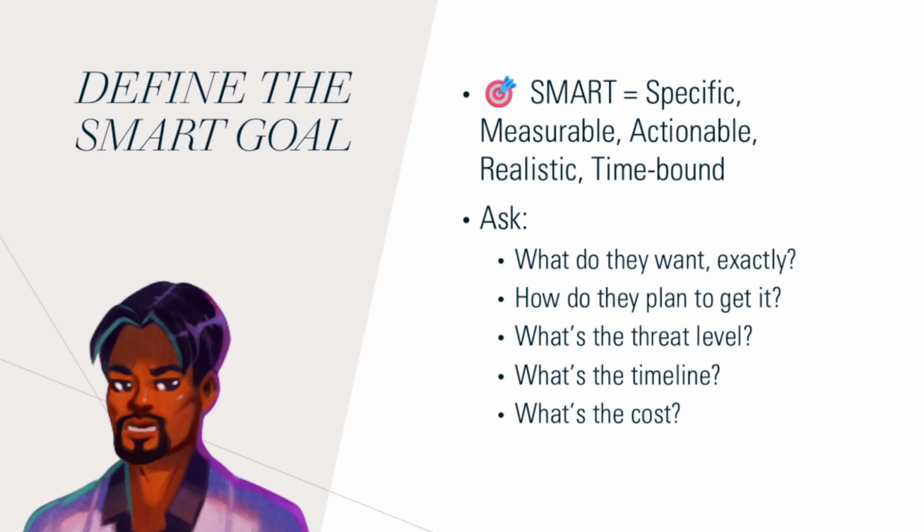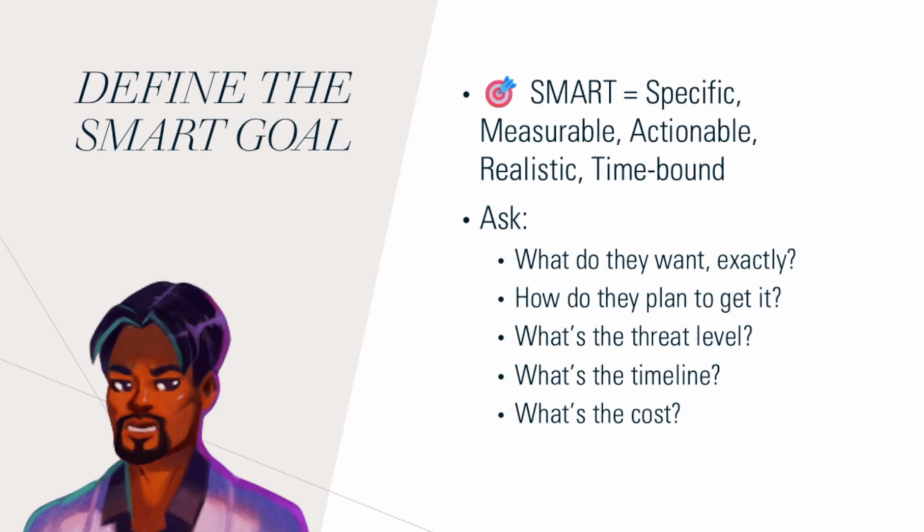What do they want exactly? How do they plan to get it? What's the timeline? What's the threat level? What's the cost? Think of it like designing a second protagonist. Give them the same structure, the same urgency, the same sense of drive. That's what makes them scary. That's what gives them momentum.